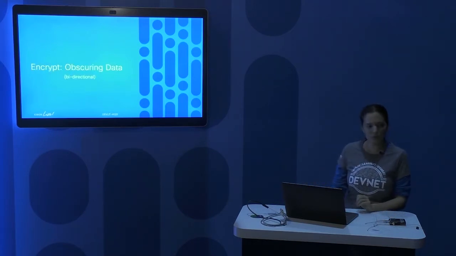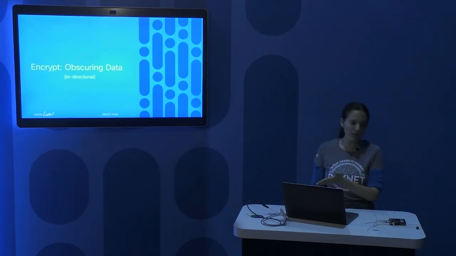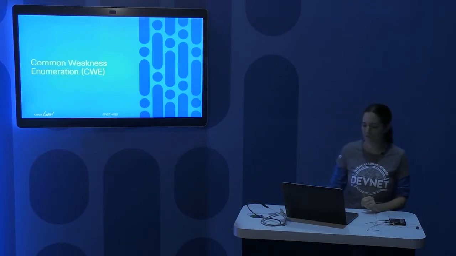Encryption is when you securely encrypt data. You obscure it so that you can reverse it later. You might do this with a tax ID, right? You need to know what the original number is.